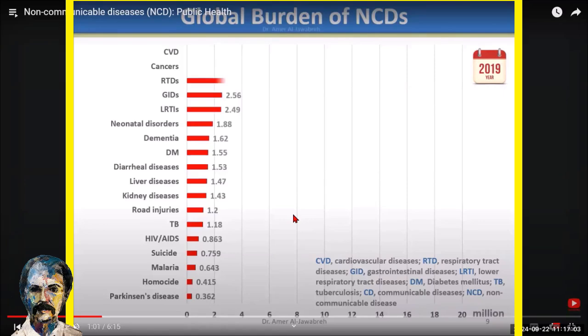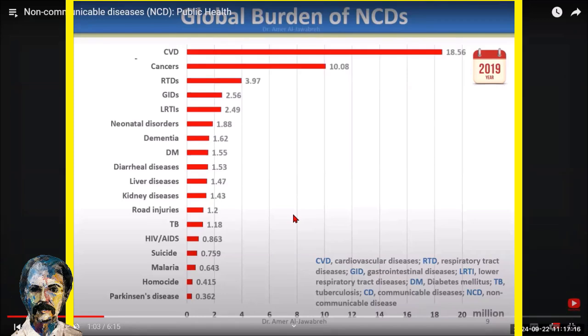GIDs, gastrointestinal, RTDs, and most important are the first two. Why? Because they represent more than half of the cases. Look, 10 million people die from cancer. This is an NCD. And almost 19, let's say close to 20 million out of 55 by cardiovascular diseases. Because cardiovascular disease is really branched. Many causes, many risk factors.